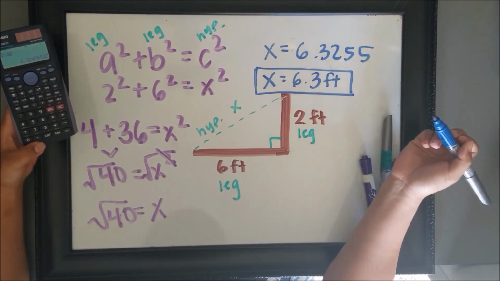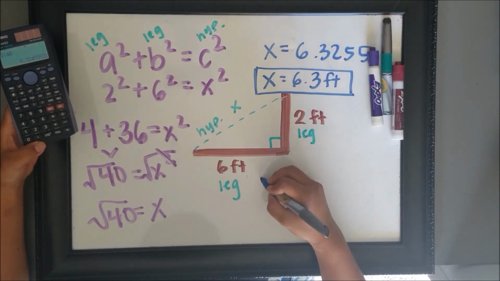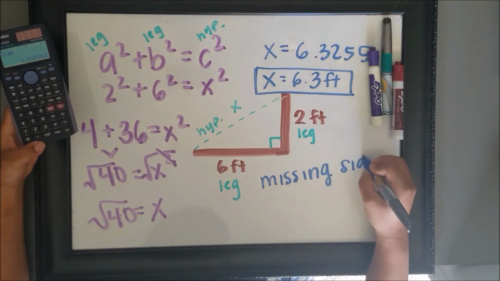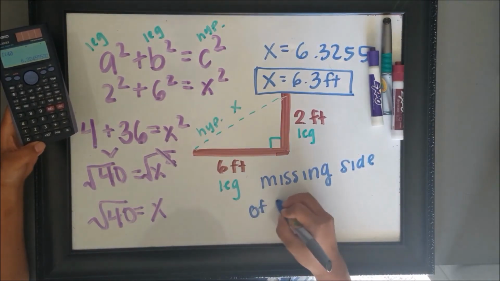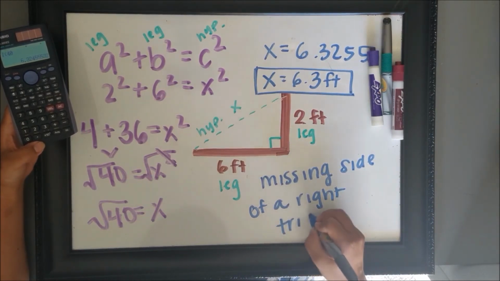Now I am able to go to Lowe's, get this, build my son a ramp, and we're good to go. So that is figuring out a missing side of a right triangle.